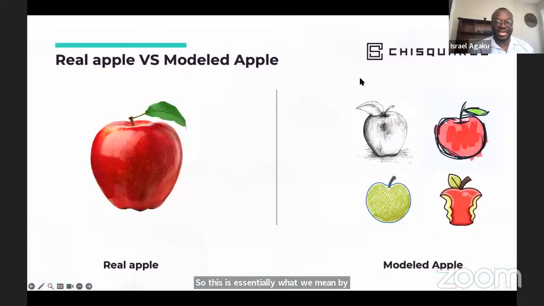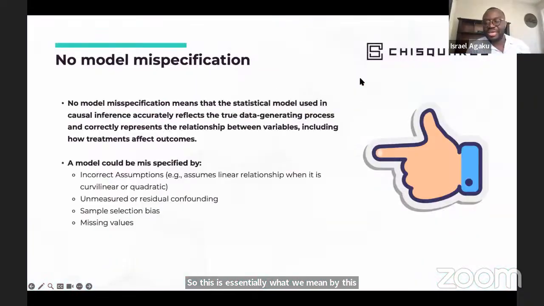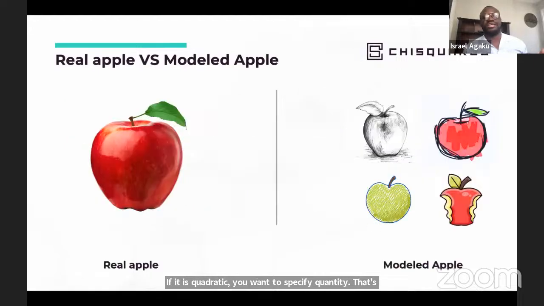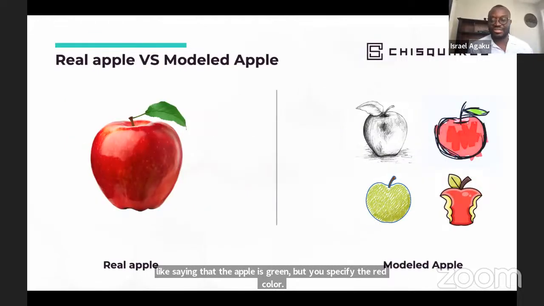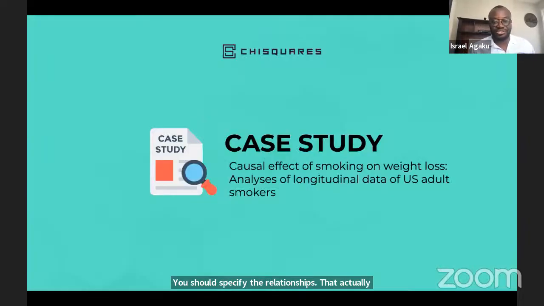You want to make sure that you don't make incorrect assumptions, that there are no extensive missing values, and that the model actually captures the reality. If the relationship is linear, then you should specify a linear fit in the model. If it is quadratic, you want to specify a quadratic. That's like saying that the apple is green, but you specify the red color. You should specify the relationships that are actually observed in nature. That is what we mean by model misspecification.